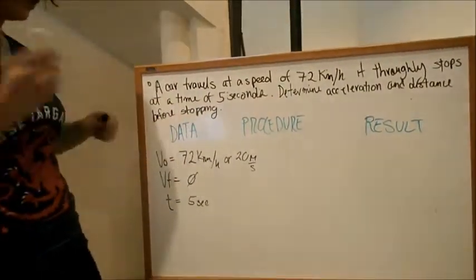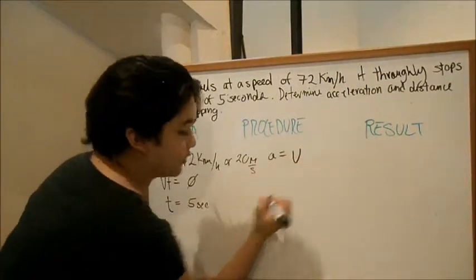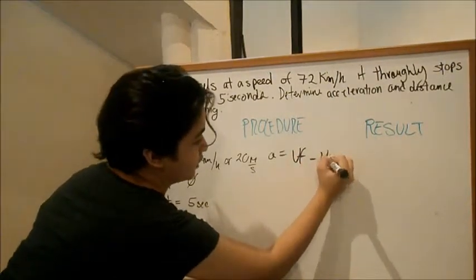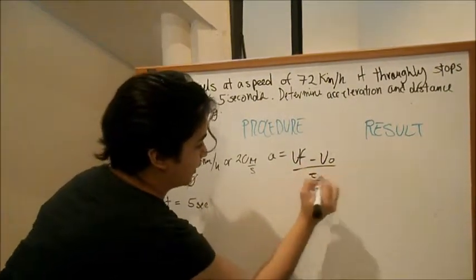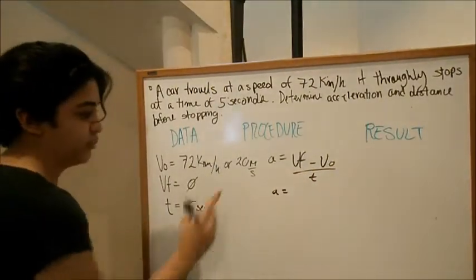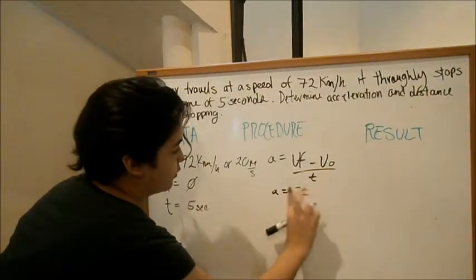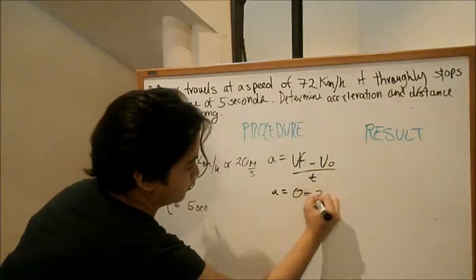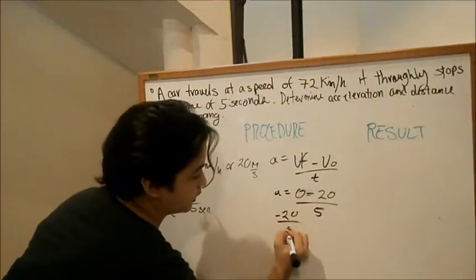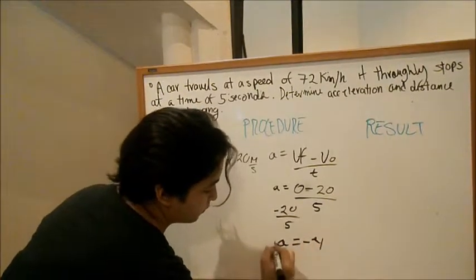So we know that the formula for acceleration is the following. It's final velocity minus initial velocity, then divided into time. So we were going to use meters per second. It's going to be like this. 0 minus 20 divided into 5, that is minus 20 divided into 5, that giving us acceleration of minus 4.